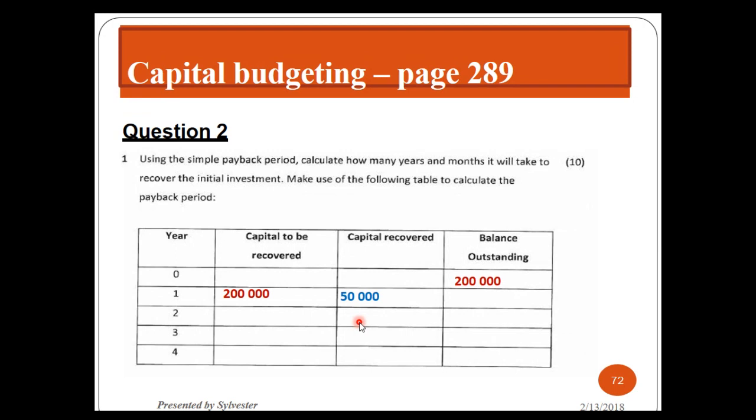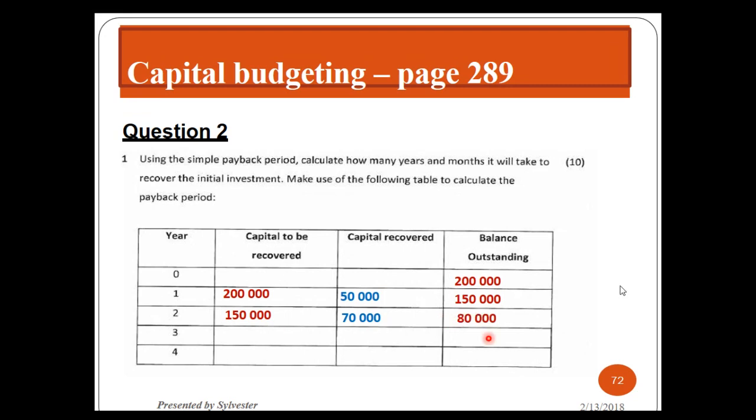So after recovering that 50,000, how much will be the balance at the end of year 1? So can you see now? I must go and recover how much? 150, because I only recovered 50,000 in year 1. So when I go to year 2, remember, I'm going to bring this 150,000 downwards here. This is what I want to recover. But how much did I make as a cash flow for that particular year, which is year 2? I recovered 70,000. Now I say 150 minus 70, I get what?